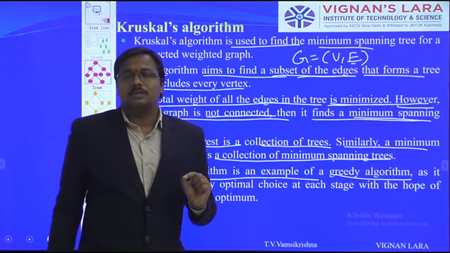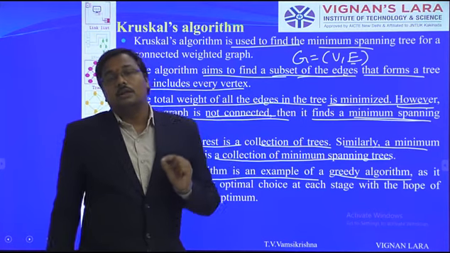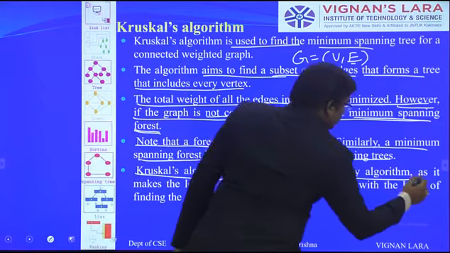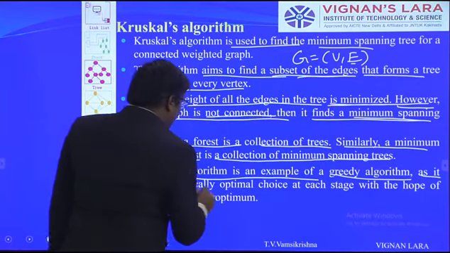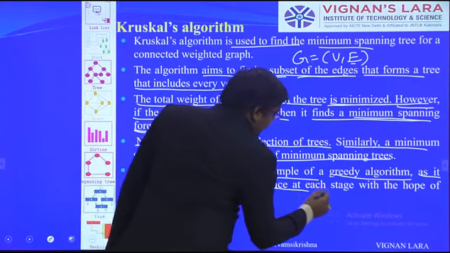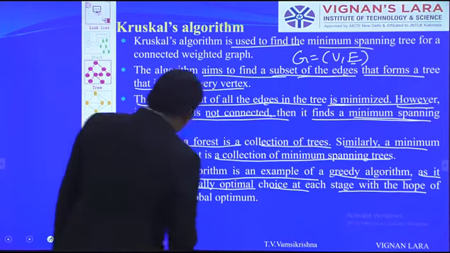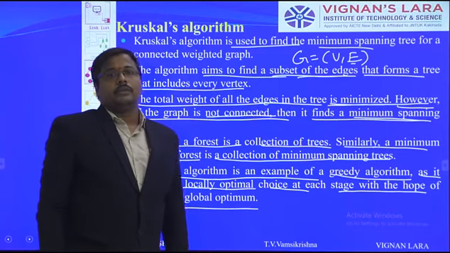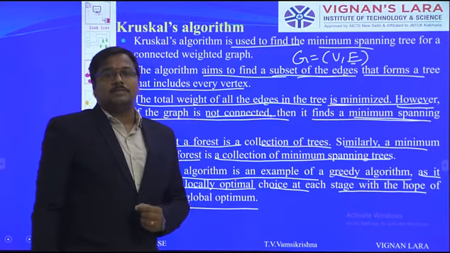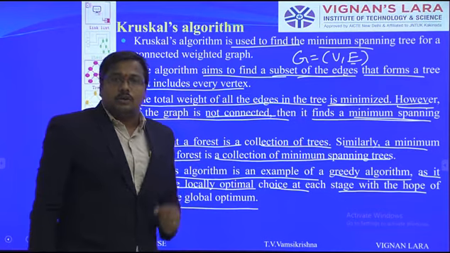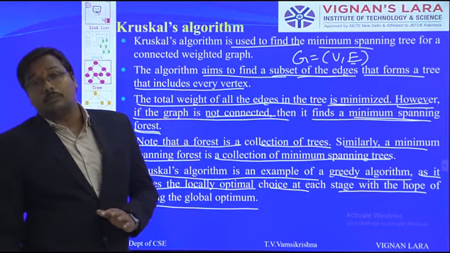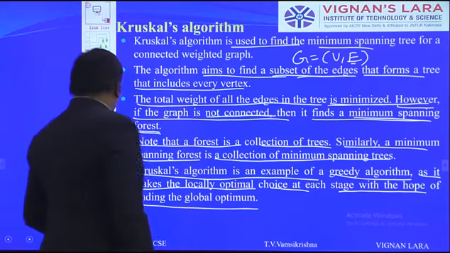The same kind of concept was explained in the last class also. Prim's algorithm also follows the greedy strategy, as it makes the local optimal choice at each stage with the hope of finding the global optimum. So for each minimal spanning tree, initially we find the local optimum, and at last we find the global optimum also.